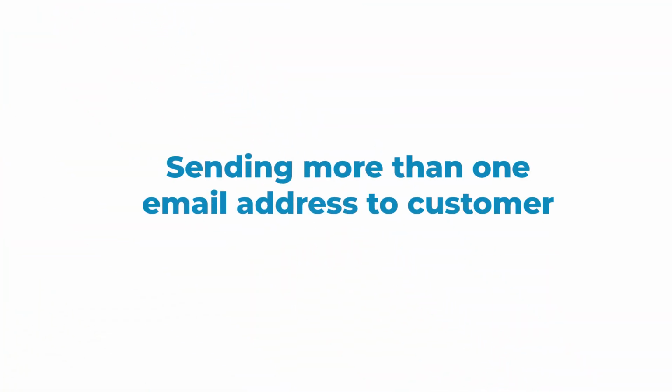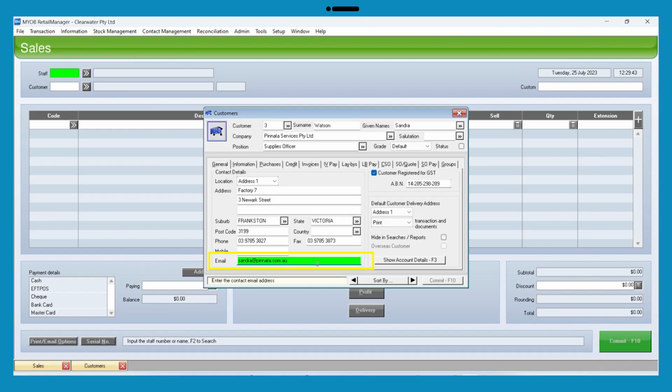You can now send invoices, statements, sales orders, quotes, etc. to more than one email address. In the customer window under the email address field, just enter all the emails you want transactions sent to, separating each email address with a comma.